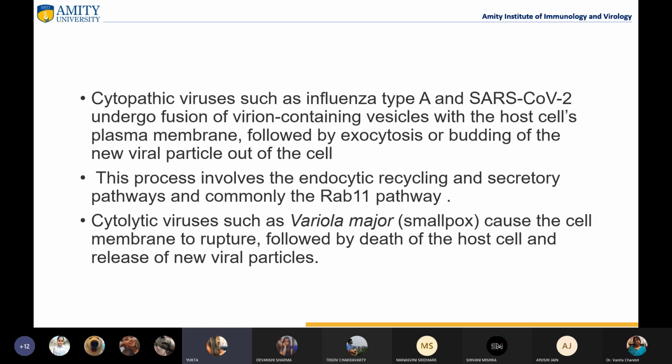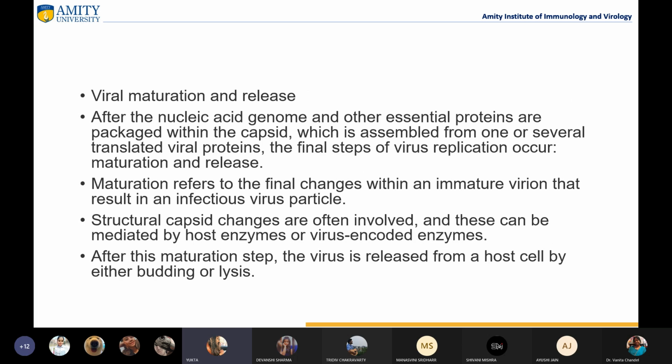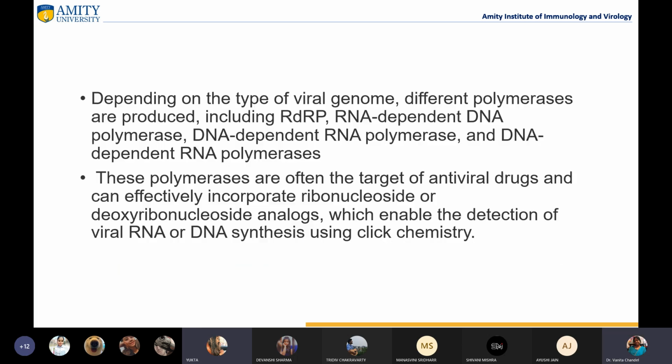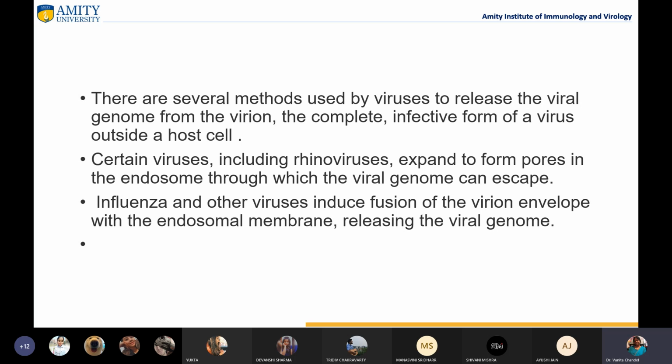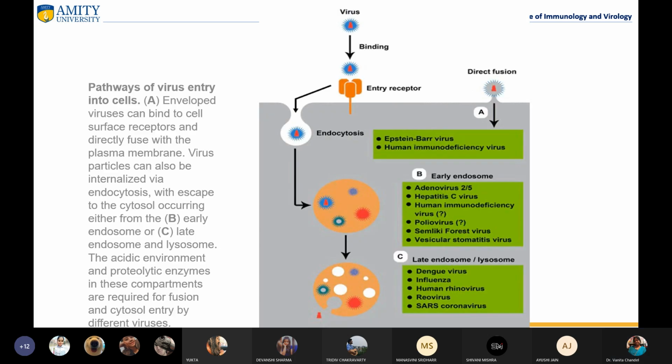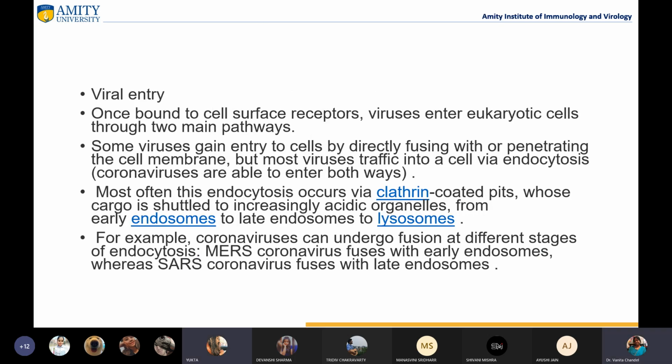Ma'am, I wanted to ask what are clathrin coated, which you mentioned when you were explaining viral entry. Just a moment. Viral entry in the human. Clathrin coated pits, write it. Just write it. I can see it. These are basically the clathrin. Just a moment. Clathrin coated pits.